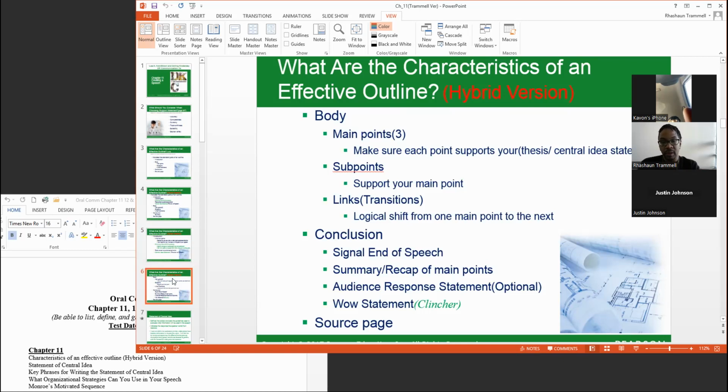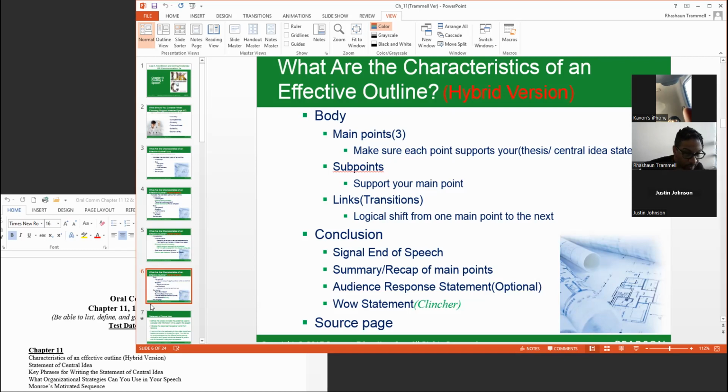For the conclusion, you can signal the end of your speech and also recap your main points. For example, in this speech I'll talk to you about the person, place, and thing that made me who I am. Audience response is of course optional. That's like, okay, I'm going to pass around this sheet and you can sign up for our email blast or whatever. The wow statement or clincher is your last Hail Mary pass to get the people who are listening to really be concerned and care about whatever it is that you're talking about.